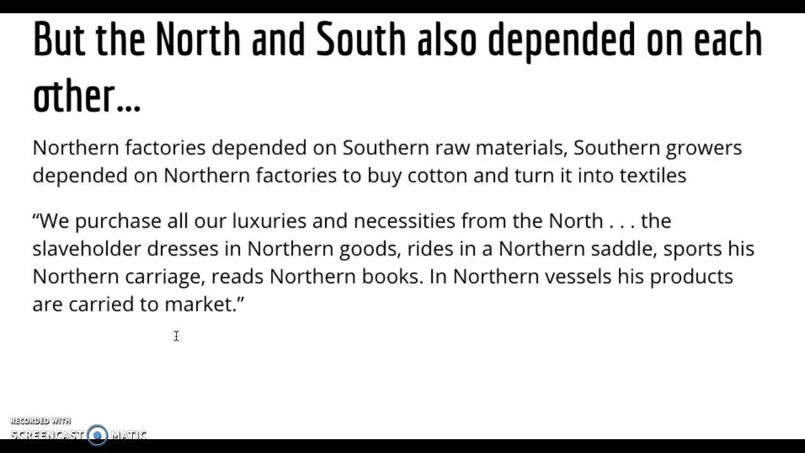And there was this quote that I found, and I wish I'd written down who said it, but I didn't. We purchase, and he's a Southern owner of a plantation, we purchase all our luxuries and necessities from the North. The slaveholder dresses in Northern goods, rides in a Northern saddle, sports his Northern carriage, reads Northern books. In Northern vessels, his products are carried to market. So they were very dependent on each other in this economy. The South grew the materials, the North manufactured them into usable goods. Neither one could be successful without the other.